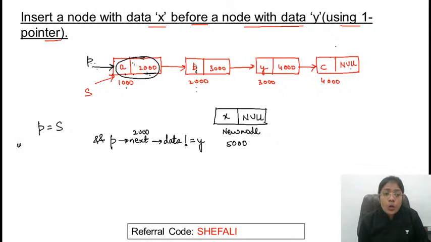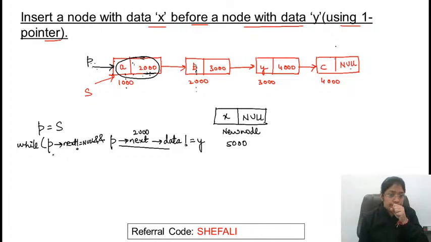So first of all, while p of next is not equal to null, if p of next is not equal to null, then it will check the next condition, whether its data contains y or not. Clear? So the first statement should be p of next is not equal to null. Because if p of next is equal to null, this condition becomes false, and then the next condition will never execute.